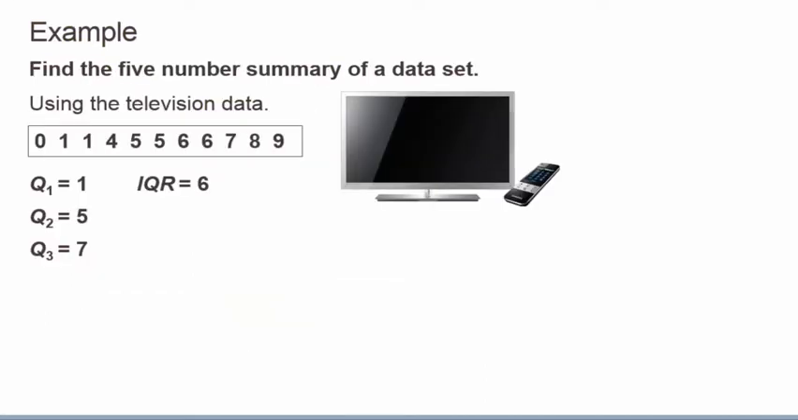Revisiting the television data set, find the 5-number summary of the data set. We already have Q1, Q2, and Q3. Our minimum is 0. Our maximum is 9.